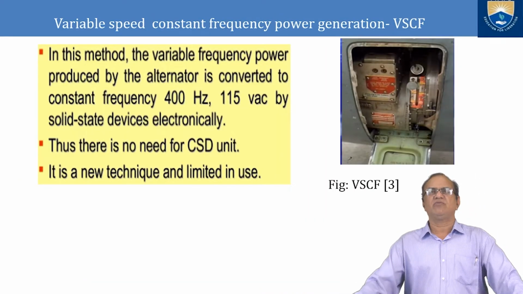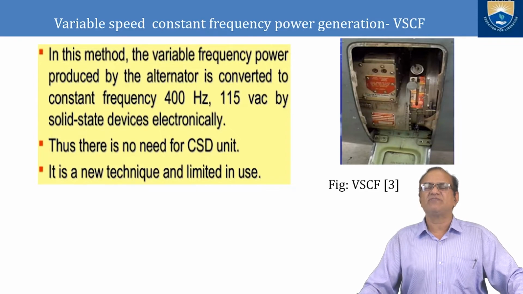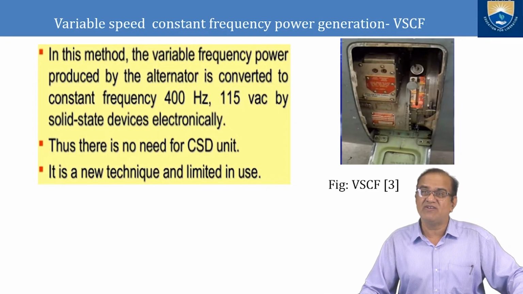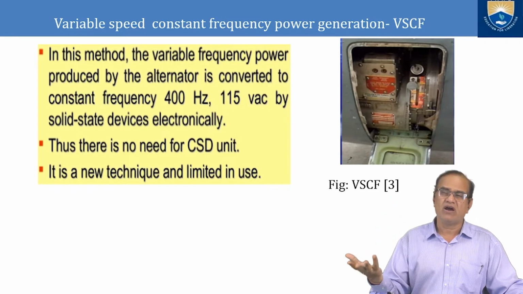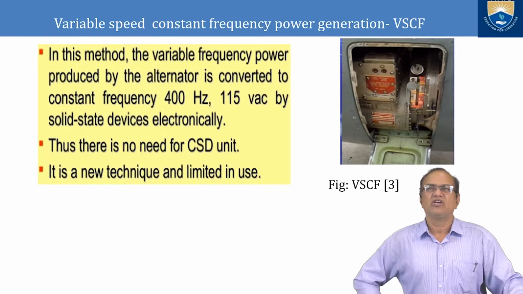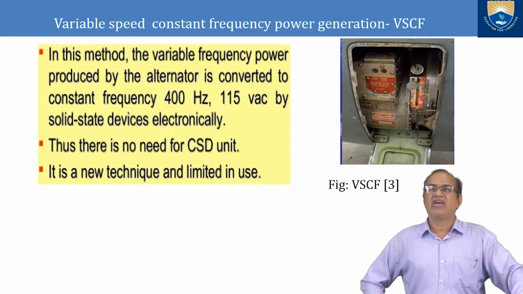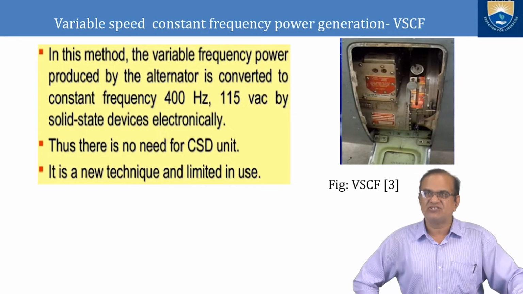Now next is the variable speed constant frequency power generation. In this, speed will vary, but frequency will be constant. I want 400 Hz; 400 Hz I should get. So it is called VSCF, variable speed constant frequency generator.